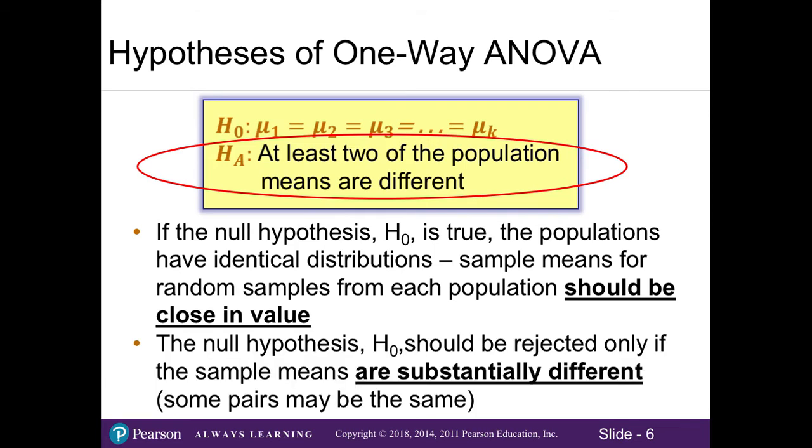Now, if we end up rejecting the null, that means that our sample means are substantially different from each other, although some pairs might be the same. So that doesn't mean all our means are different, just means that at least 2 of them are different. And we'll learn how to determine which samples are substantially different.